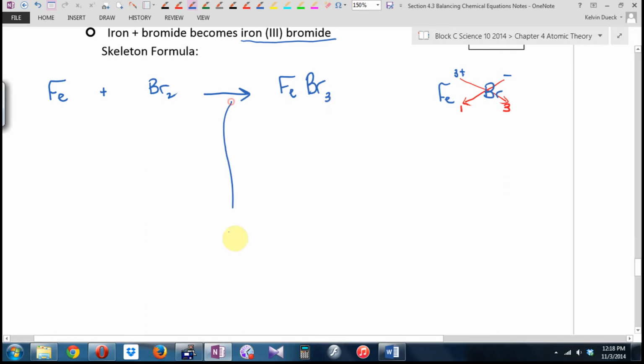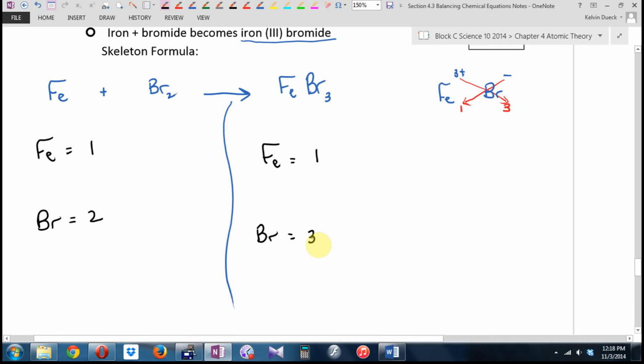Now, let's balance. How many irons do I have on the left-hand side? How many Brs do I have on the left-hand side? 2. How many irons do I have on the right-hand side? 1. How many Brs do I have on the right-hand side? 3. You okay with that, Ty? Iron is already balanced, great.